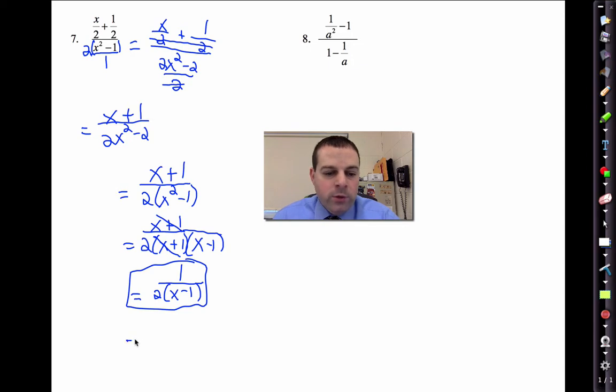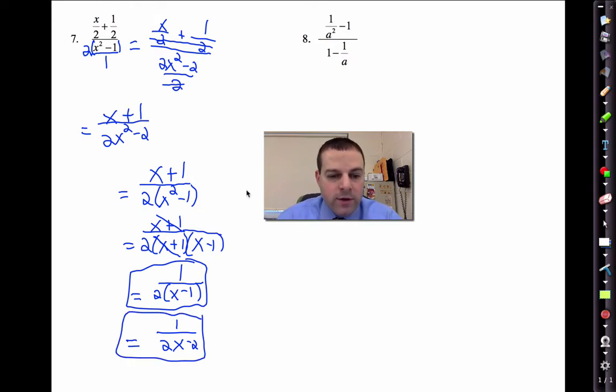And technically, this will be acceptable as a simplified answer. If you decide you want to multiply those values together, that is distribution. So 1 over 2x minus 2 would also be an acceptable simplified answer of this complex fraction. Both of these are good. They have all common factors canceled out. It's just a matter of expressing their denominator in factored form or in multiplied form, both of which are fine.